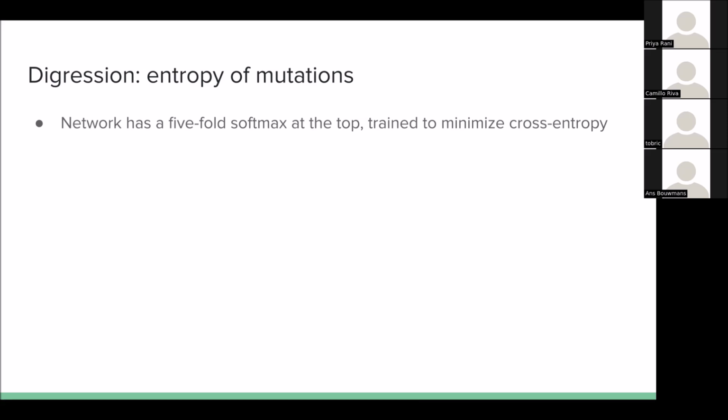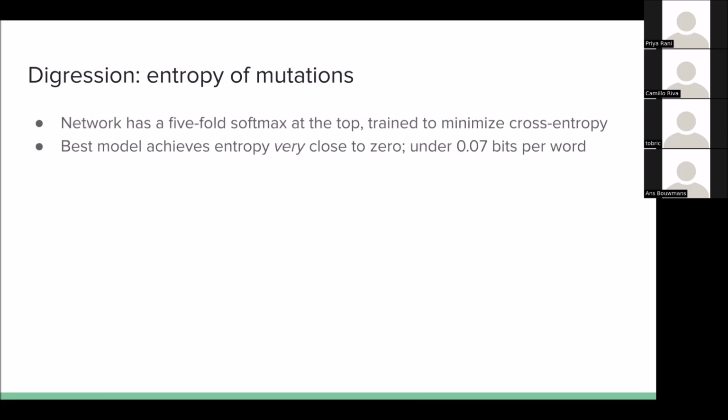So an empirical estimate. This is, again, a 5-fold class tagging problem, so there are 5 possible tags. And effectively, we're trying to minimize the cross entropy of the model, so you want to have the best possible predictions of these tags. The end result is that the best model we trained gets entropy which is very, very close to 0. If you measure this with log base 2 for the cross entropy, you get units of bits. The best model that I trained has an entropy less than 0.07 bits per word, which is to say, this is, again, an estimate and I guess an upper bound on the actual information content in bits per word of the mutation system.